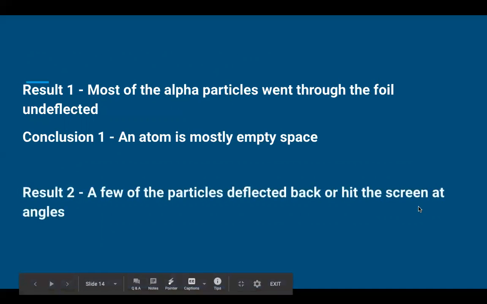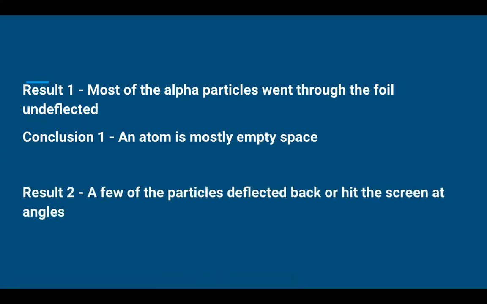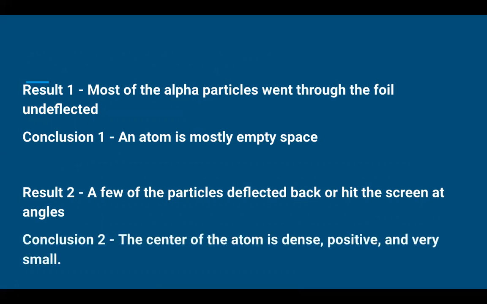And then secondly, we noticed that a very few of these, not a lot, but a couple of these were actually deflected back towards the source, which means that they had to have struck something that would deflect them. Because they're positive particles, the only thing that would push them back away would be something positive, because that would repulse. And then, of course, since there were so few of them, we have to conclude that the area that was hit is a very, very small one.